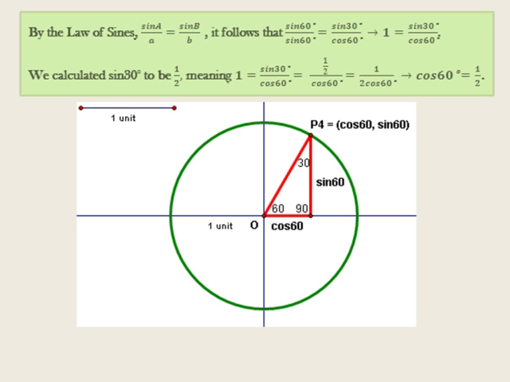This implies that 1 equals sine of 30 degrees divided by cosine of 60 degrees. We already calculated sine of 30 degrees to be 1/2, meaning 1 equals 1/2 divided by cosine of 60 degrees. This gives us that cosine of 60 degrees equals 1/2.